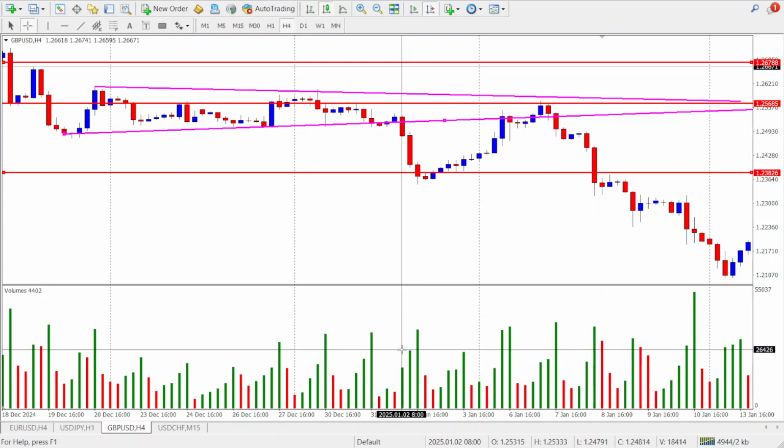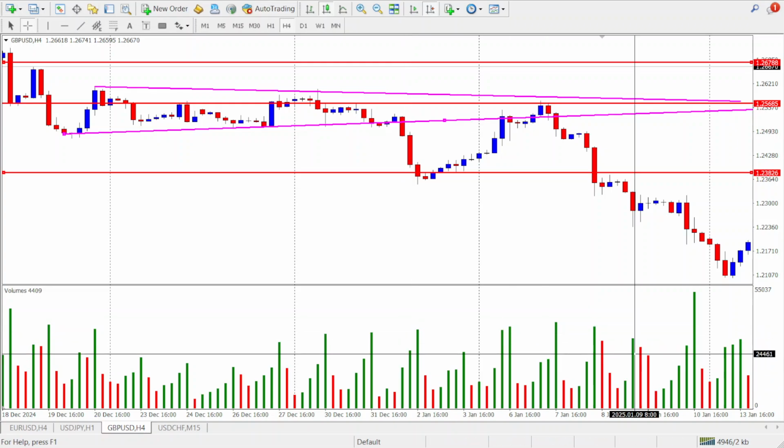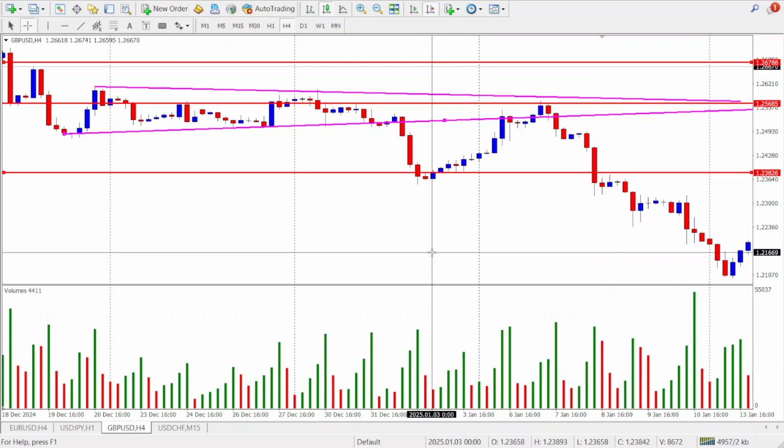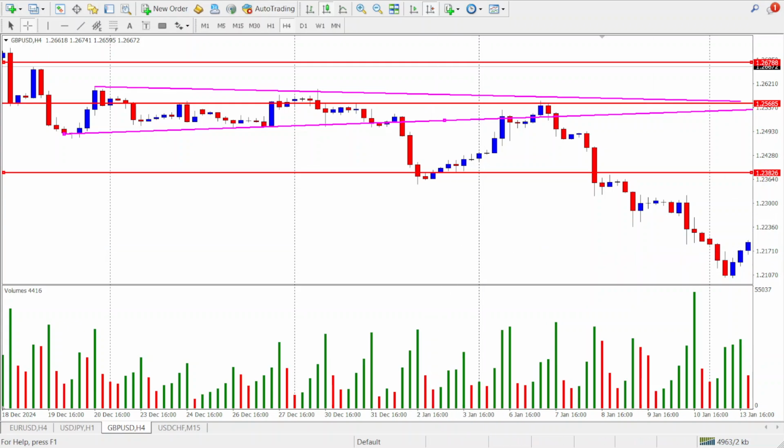And you can see consecutively we had increasing volumes. So always check your volume confirmation. If the breakout happens on low volume, it's likely a trap. And also check your momentum indicators.